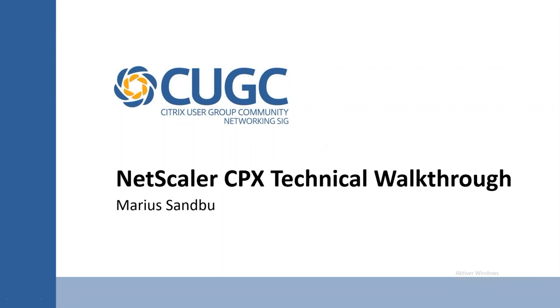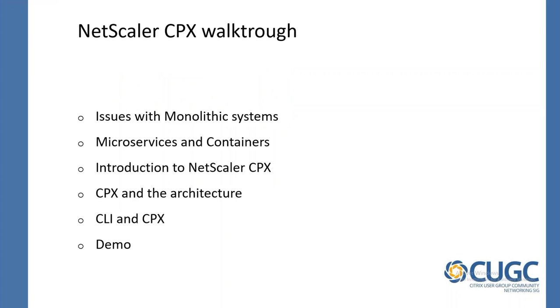So I'm going to talk about the NetScaler CPX technical walkthrough. I'm just going to start and talk a little about the issues with traditional monolithic systems, and go into an introduction to microservices and containers. And then I'll go into the NetScaler CPX as a container and the difference between its architecture and traditional NetScaler. Then we're going to go into the CLI commands, because there are a lot of changes to the CLI commands. And of course, I'm going to show a demo afterwards, which is mostly CLI based, to show how it works with Docker and so on.